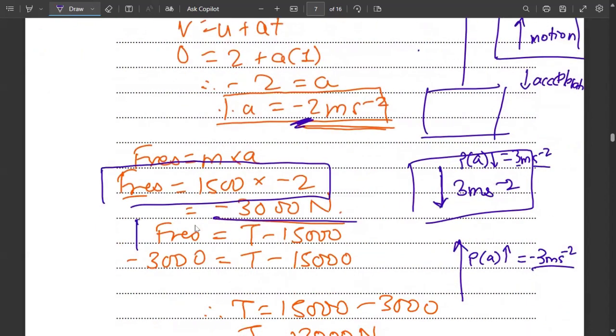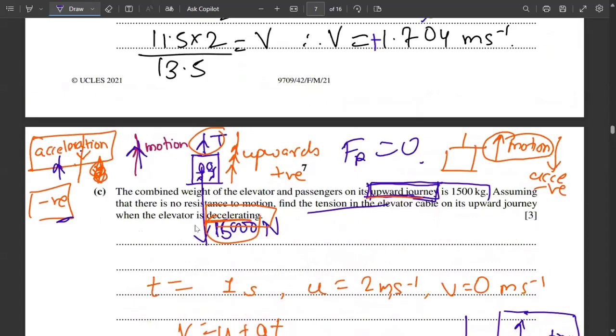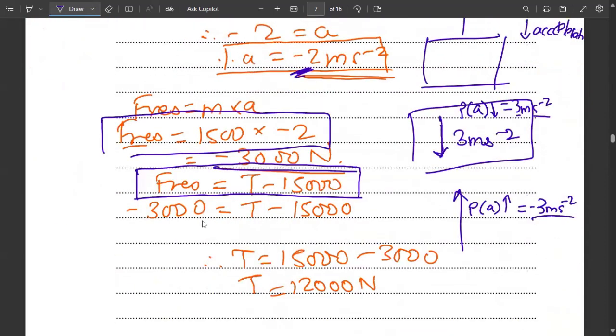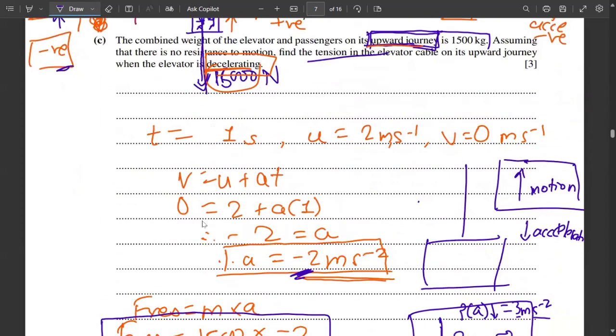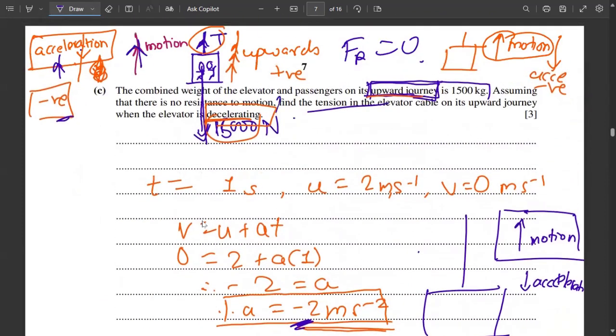Then we formed the equation. F resultant is T minus 15,000. Why? Because according to the free body diagram we created, this downward force and T are the only two forces acting on the elevator. So minus 3000 equals T minus 15,000, and hence the value for T we found is 12,000 Newton. And that's what they have asked us to find, the tension in the elevator.